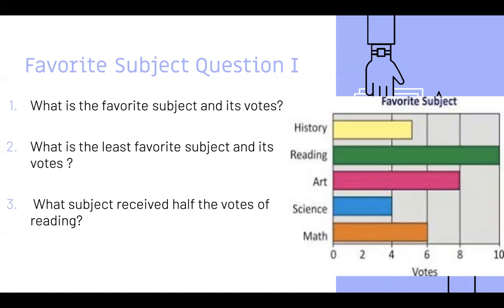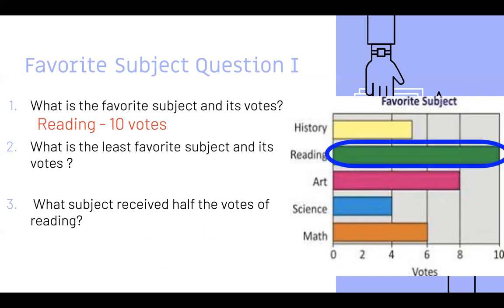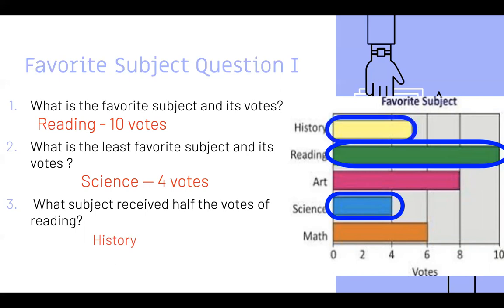What's the favorite subject and its votes? Well, favorite subject here is reading by 10 votes. What's the least favorite subject? So the least number of votes, which is science at 4 votes. And what subject received half the votes of reading? So reading got 10 votes. History must have gotten 5 then, right there.